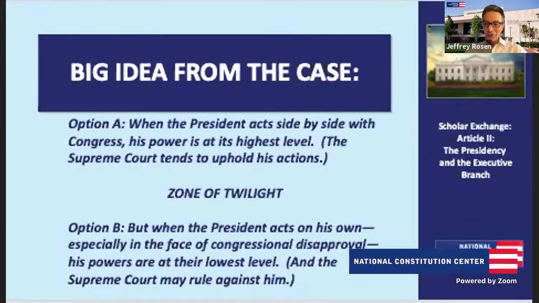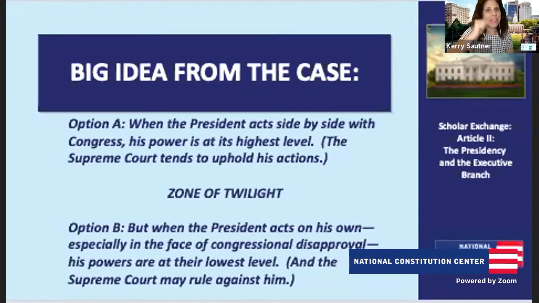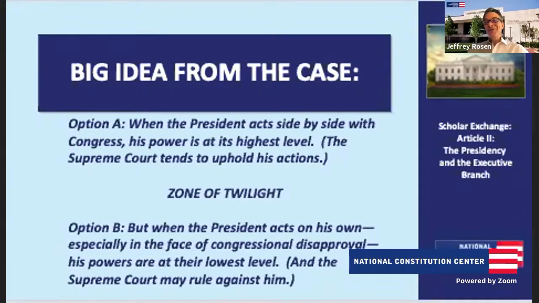And I always think of that old TV show from when I was a kid. So there's no way you guys are going to remember it. The Twilight Zone. Do, do, do, do, do, do, do, do. And that's what happens when the president's in the zone of twilight. I wish I had the music. I'm so sorry. But maybe you'll remember it that way because you can think of that spooky music and realize that when the law isn't clear, the president's in the zone of twilight.